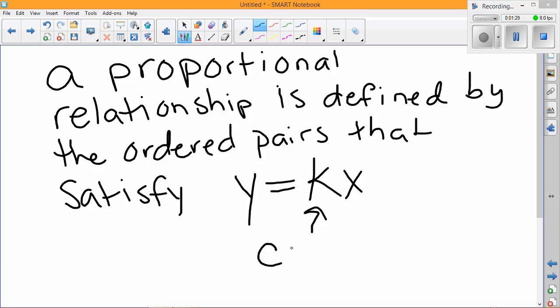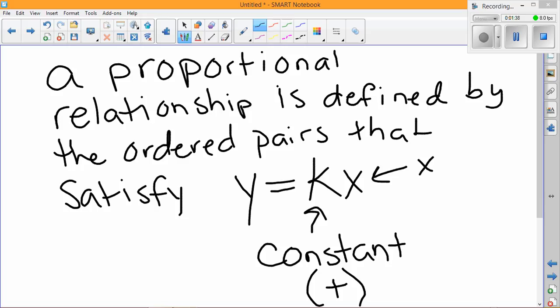This is a constant, and in our case is positive constant. This is our x value in our chart, and this is our y value in our chart. So let's take a look at what that looks like.